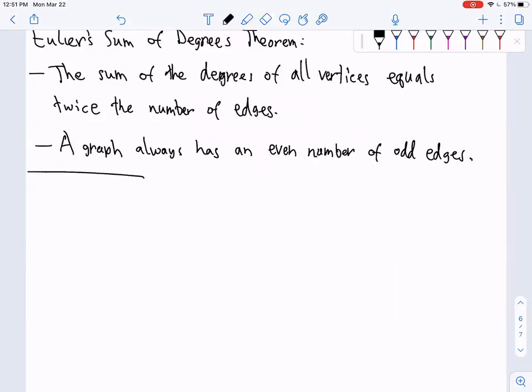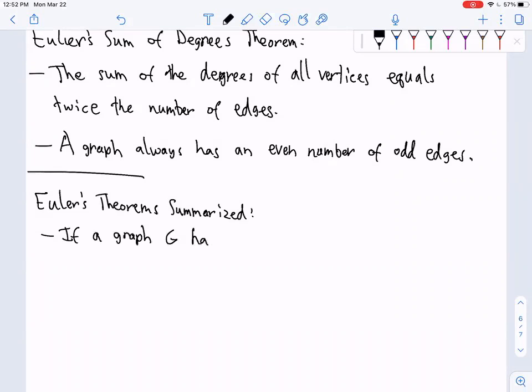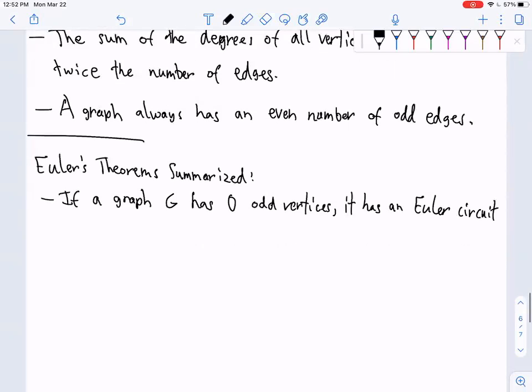Okay, so let me then summarize Euler's theorems. Euler's theorem summarized. Part one is if a graph G has zero odd vertices, it has an Euler circuit. We still don't know how to find that. We're going to talk about that with Fleury's algorithm.